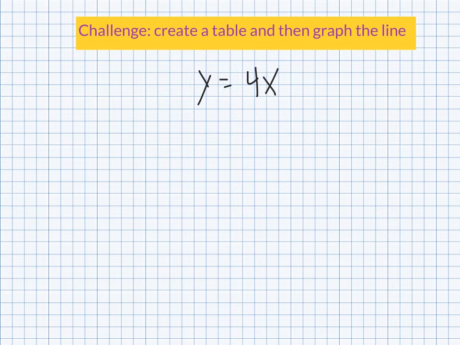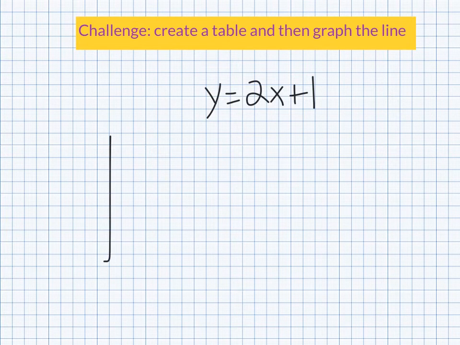Alright, here's your first challenge problem. Create a table and then graph the line. Hit pause and take your time solving it. Alright, and let's show you your next challenge problem. Here's your next challenge problem. Y equals 2x plus 1. Create a table and then graph a line. Hit play and I'll go through it.